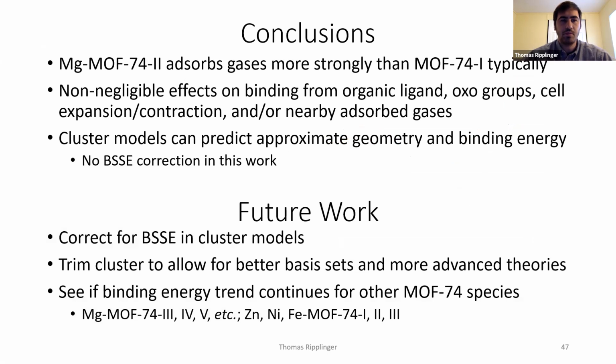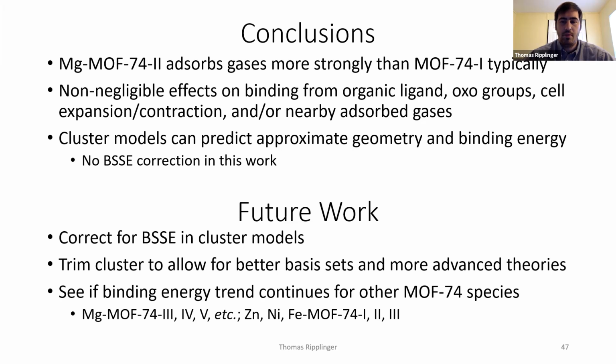So some conclusions. We see that MOF74-2 adsorbs gases more strongly than MOF74-1. This is actually an exception to the trend typically seen in these similar frameworks. Generally, when you have a smaller cell and an analog with a larger cell, the smaller cell will adsorb things more strongly. In MOF74, this is not the case. We see that there are effects on the binding from multiple parts, not just the ligand size. We see that where the gas adsorbs relative to the oxygen groups matters. We see that there's some effect from the cell expansion and contraction, and that there might be effects based upon the interactions between other gases in the cell.